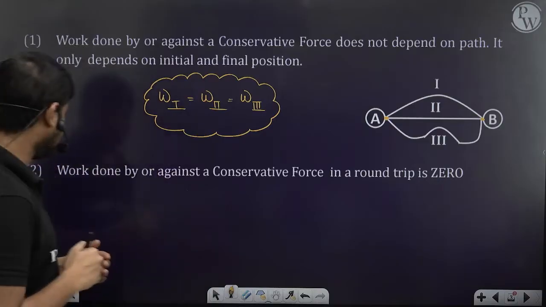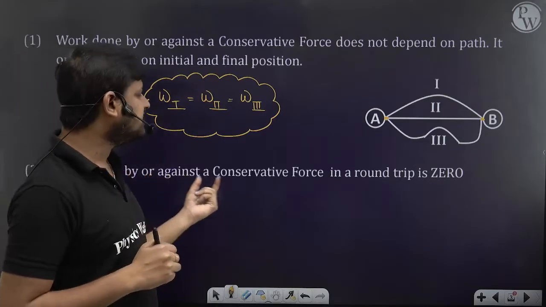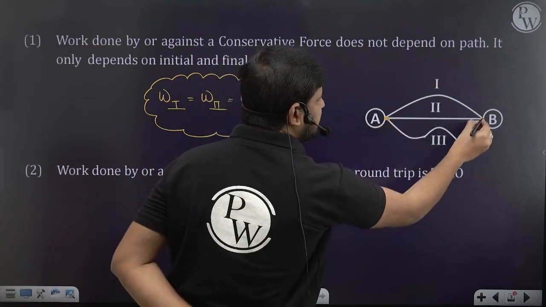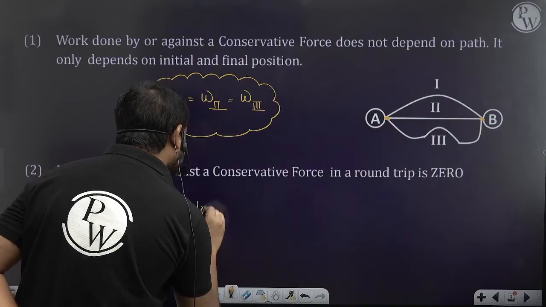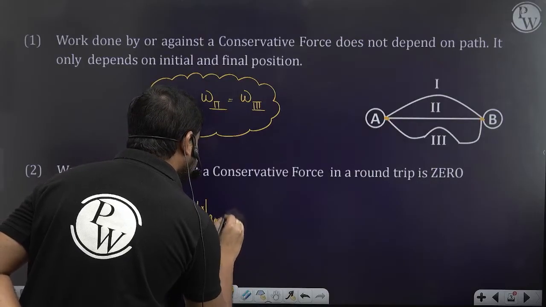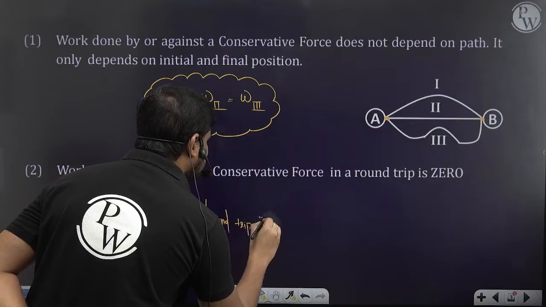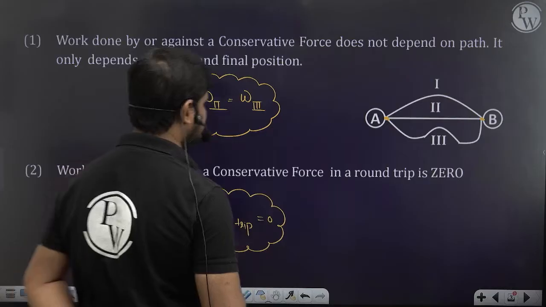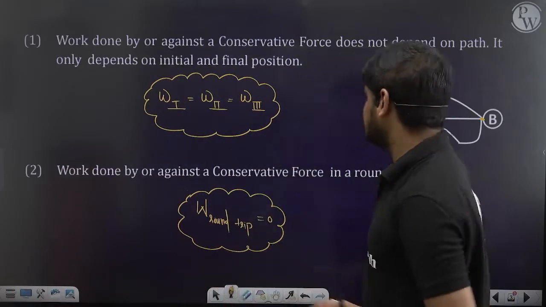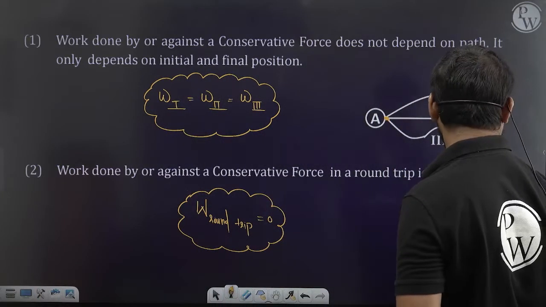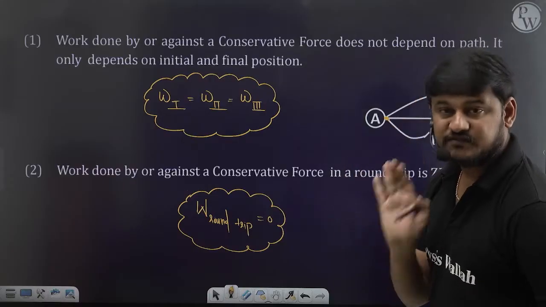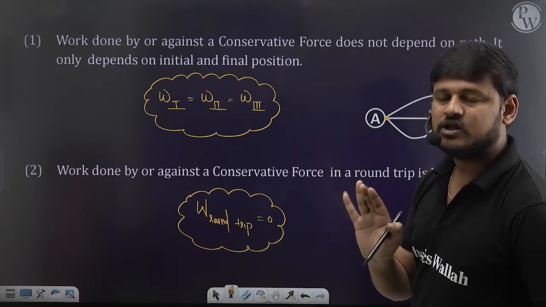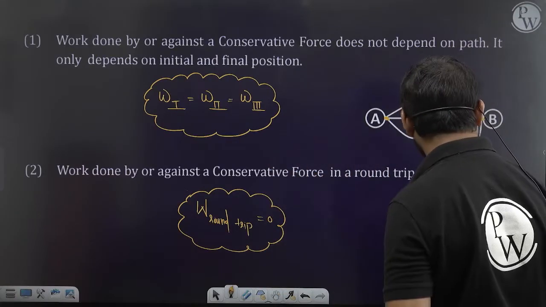Clear, guys? The work done by or against a conservative force in a round trip is 0, because it just depends on the initial and final position. I'll explain through an example so that you understand it more easily. So this is about the conservative force: the work done by a conservative force just depends on the initial and final position, it will not depend on the path, and the work done by a conservative force in a round trip is 0. You just remember that.